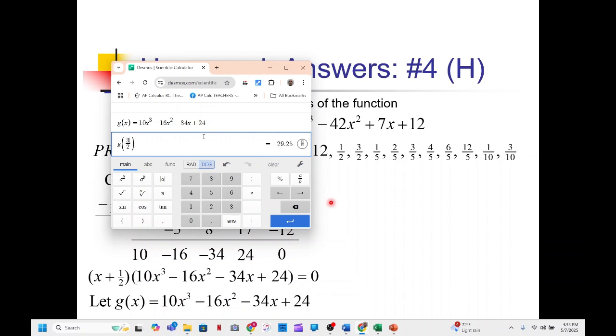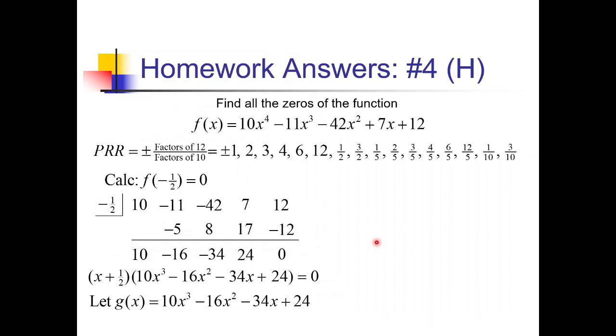Positive 3/2. That doesn't work. How about negative 3/2? That doesn't work. 5.25. What's next on the list? 1/5. So positive 1/5. Nope. Negative 1/5. Nope. How about 2/5? That doesn't work. Negative 2/5. Nope. All right, let's try 3/5. Jackpot. That one worked. So g of 3/5 is 0.